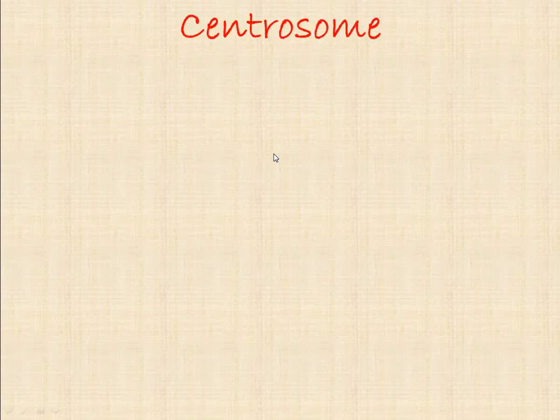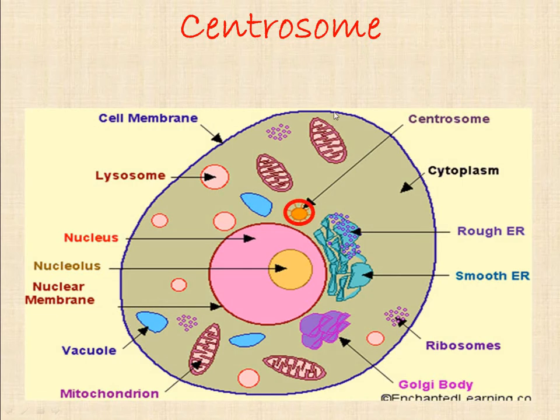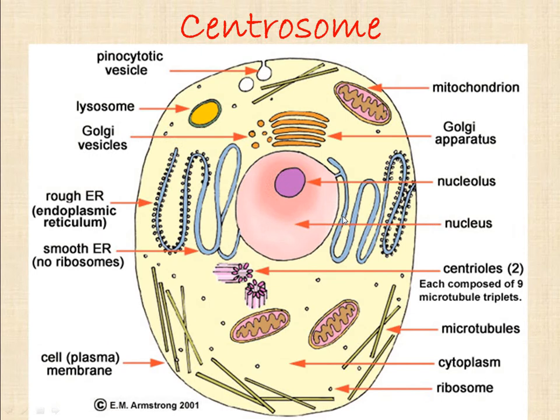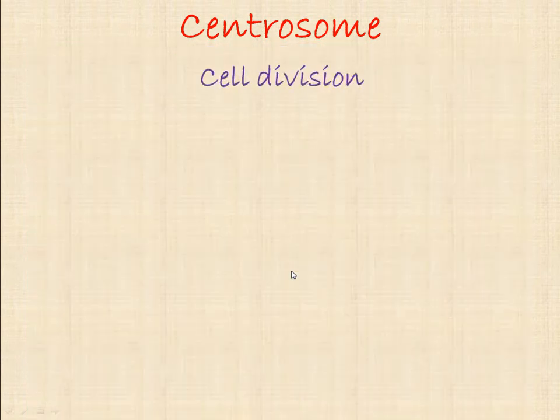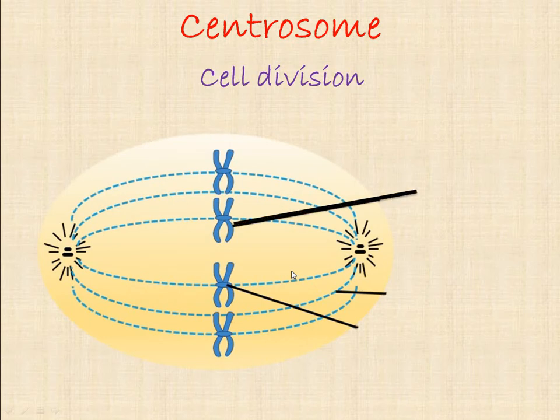Now comes centrosome. As you can see, the highlighted portion is known as centrosome. It is found only in animal cell in star-like shape near nucleus. Centrosome has two centrioles and each is composed of 9 microtubule triplets, which are placed at right angle to each other. Its main function is to form spindle fibers during cell division in animal cell.